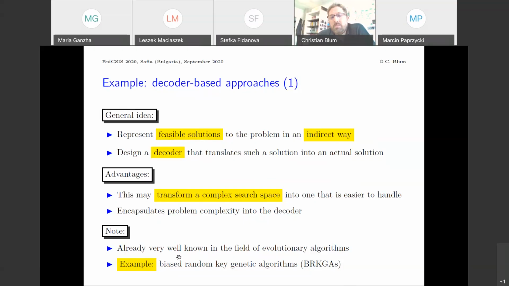In general, these decoder-based approaches are very well known from the field of evolutionary algorithms. For example, the biased random key genetic algorithm, if you know this one: solutions in biased random key genetic algorithms are always represented by real-valued vectors, where each position has a value between 0 and 1, no matter what the problem is. Later, you have to design a decoder that translates such a random key vector into the actual solution to the problem.